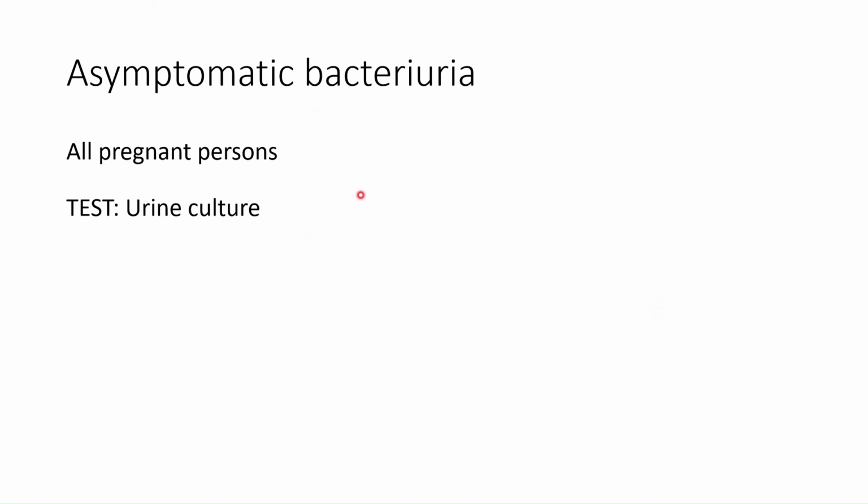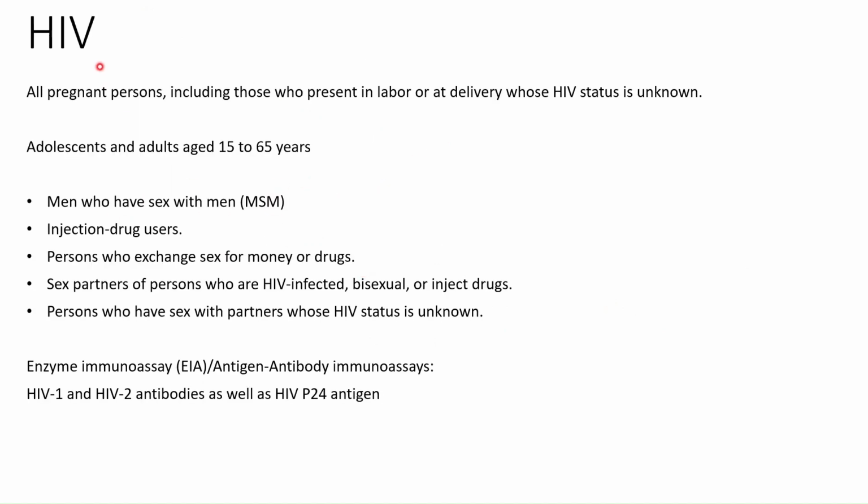Asymptomatic bacteriuria we have to screen in all pregnant persons via urine culture. HIV is tested in all pregnant persons, those presenting in labor or at delivery whose HIV status is unknown, or adolescents or adults in the age of 15 to 65 years.